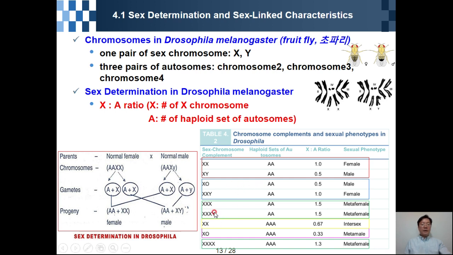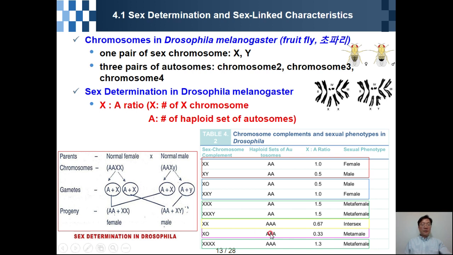Okay, how about in these cases? They have XXXY, and the autosomal set is A and A. What's the number of X chromosomes? 1, 2, 3. 3. How about the haploid set of the autosome? 1 and 2. So what's the ratio of X to A? It will be 1.5. So this case also makes the meta female like this.